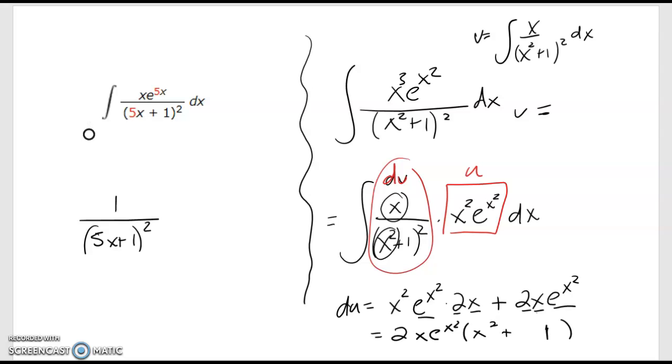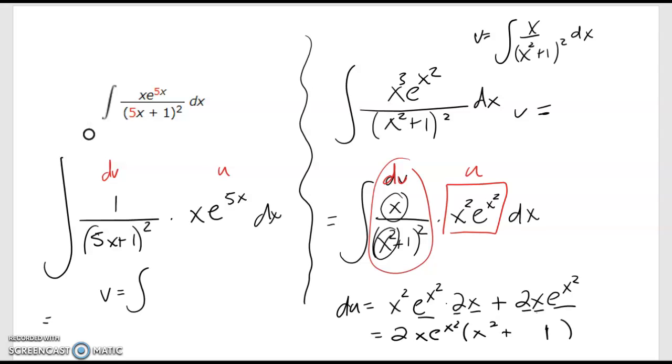So really, I want that to be my dv. That I can integrate, right? That's u to the negative 2 and shouldn't be an issue. So I'm feeling pretty good that I can find v if I let that be dv, which means u will be whatever else is left, right? And that's x e to the 5x. Okay, so I'll just put dx here, and that's u. So if I apply my formula, let's do a little more with this one. Well, first let's find v.